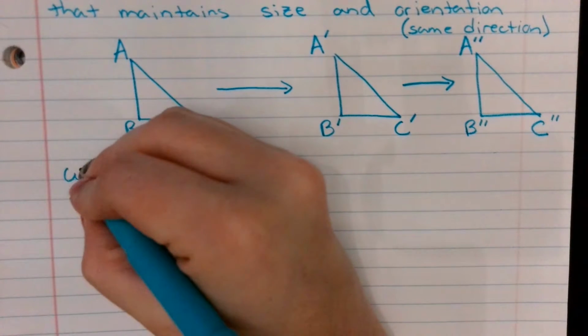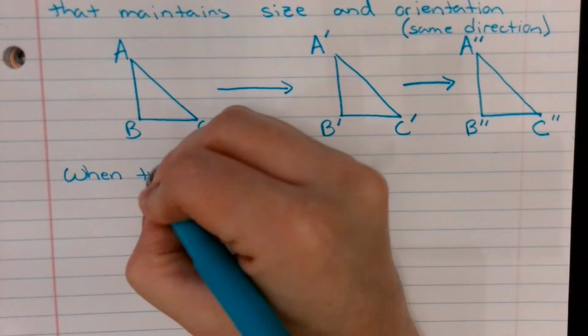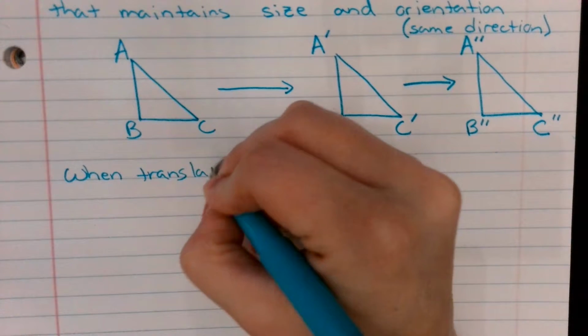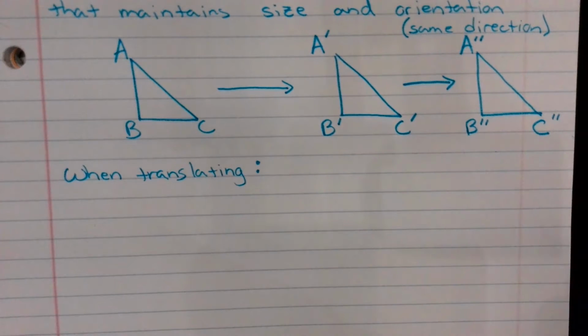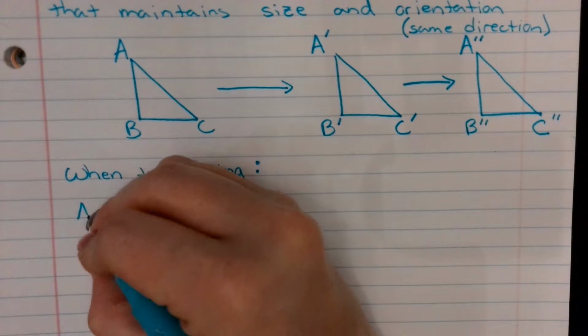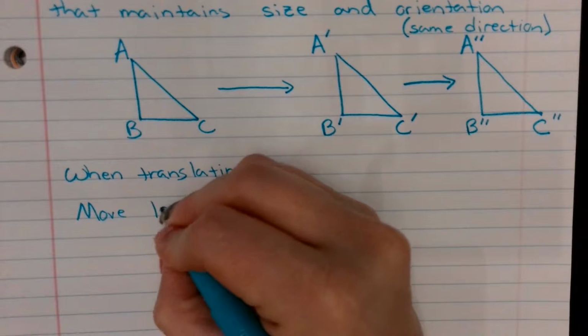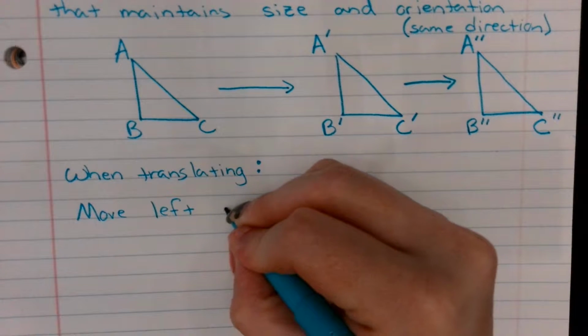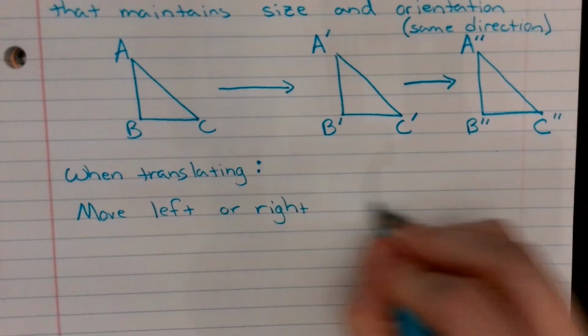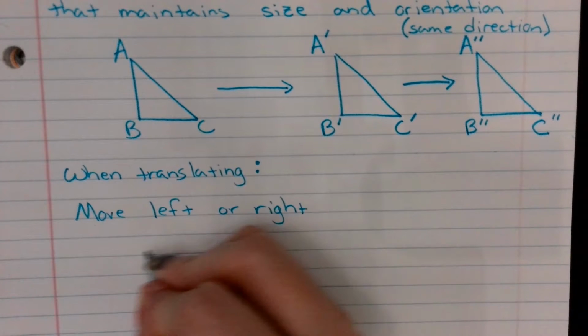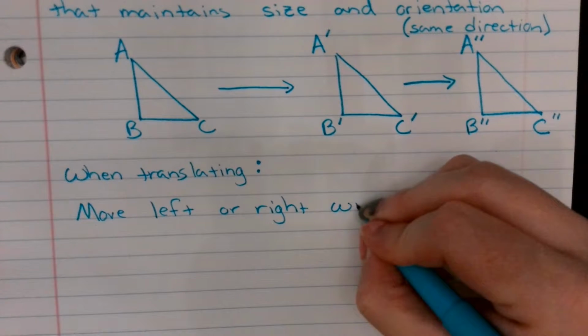So when you're translating, the movement that's going to happen is going to affect your coordinates. So we typically talk about graphing these on a coordinate plane. So you have an X and a Y coordinate. So you're going to be moving left or right. If you're moving left or right on a coordinate plane, that's going to change the X coordinate.